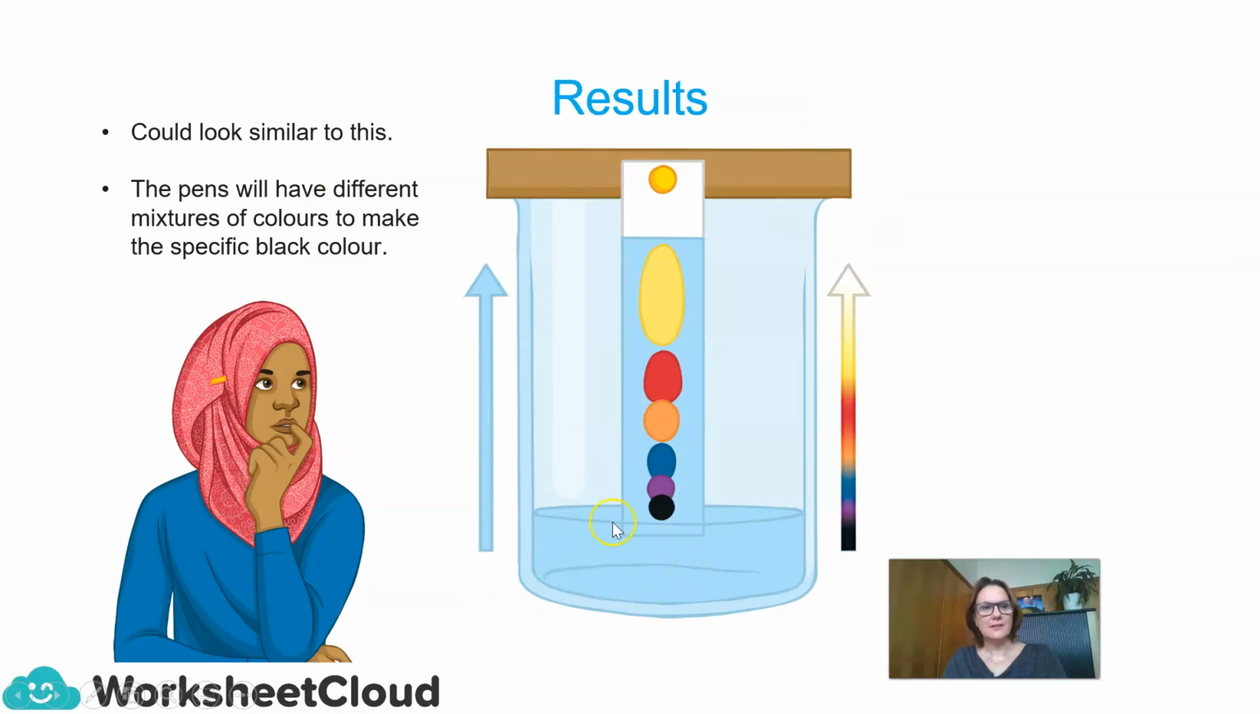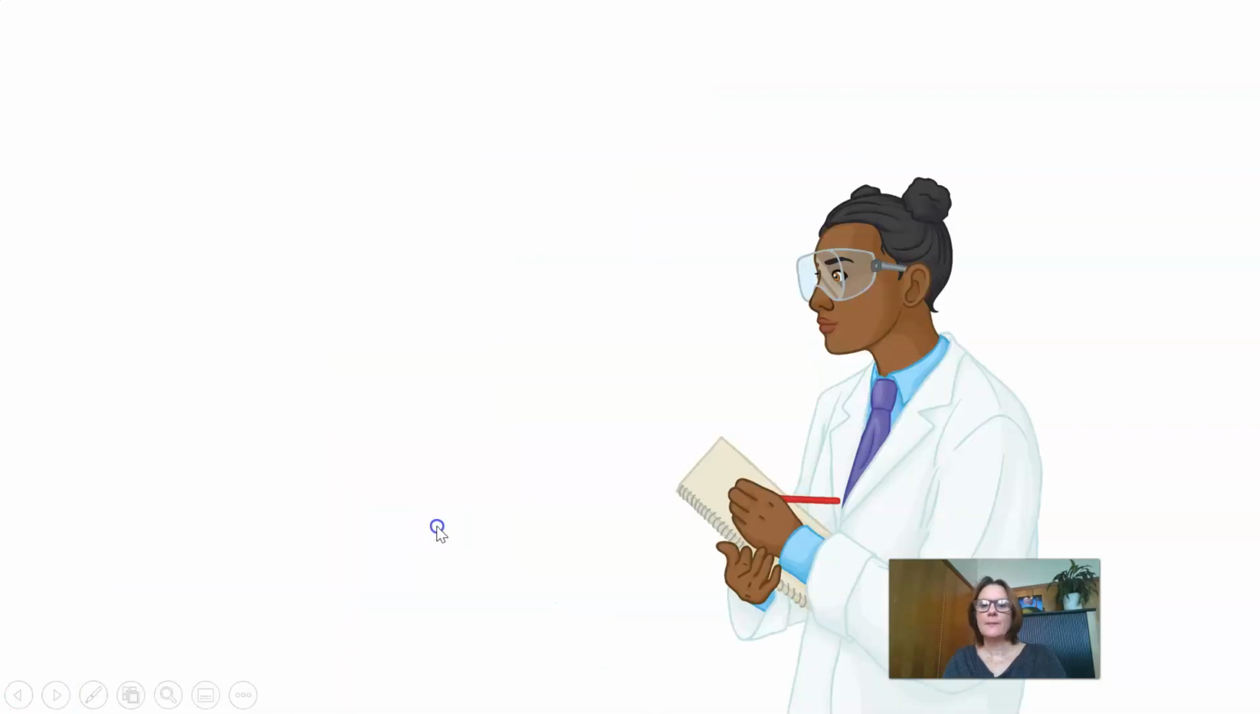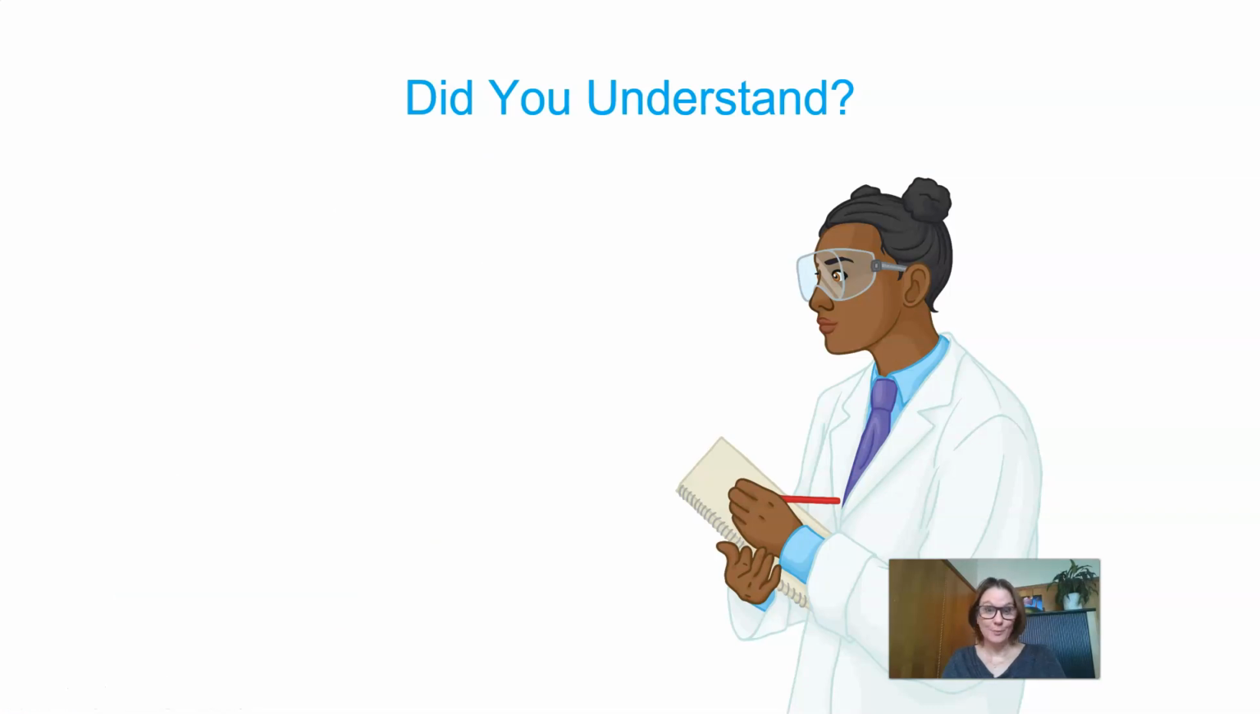Look at our results. The pens will have different mixtures of colors to make the specific black color. And again, the yellow was the most soluble pigment. It moved the fastest. Did you understand what I just went through? I hope so. But let's go through a couple of generalized questions that you would be asked in this situation.